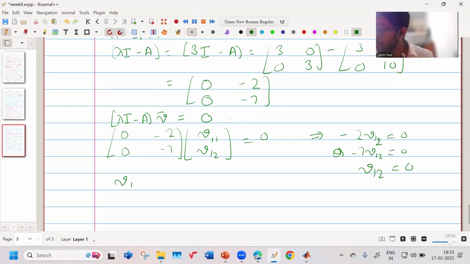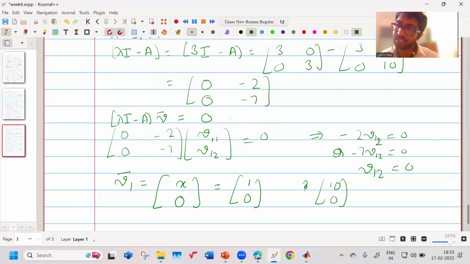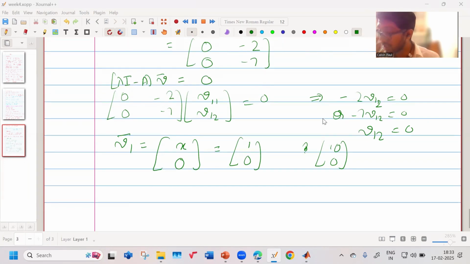So this eigenvector V1 bar is some value x, and V12 has to be 0. It can be 1 0, or I can make it 2 0, 10 0, etc., but x should be any non-zero value. So I'm taking 1, 0. Is there any doubt in how to find this eigenvector? Okay. So I have found this eigenvector V1 bar.